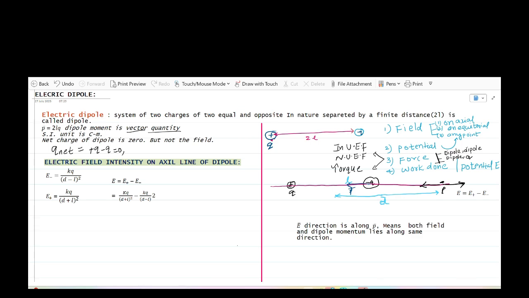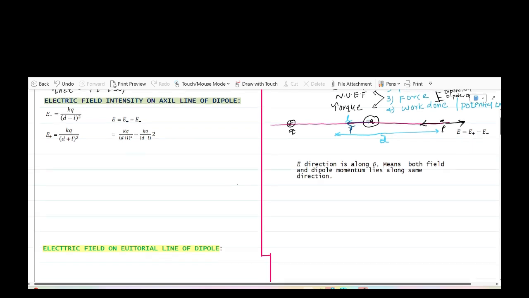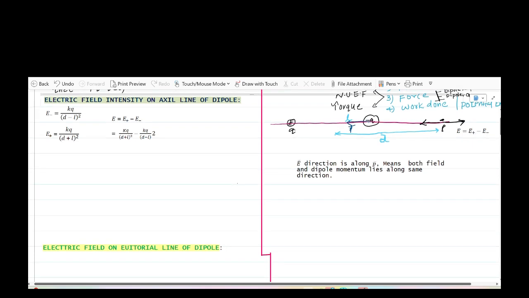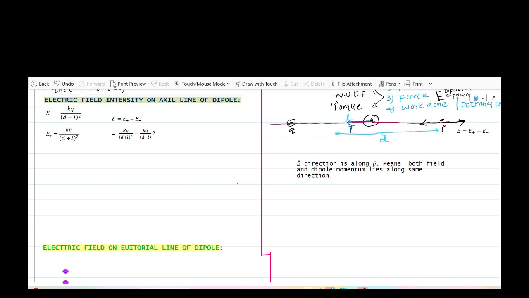So let's come to field intensity on the axial line of a dipole. So this is an electric dipole. The same concept and the same topics you will study in a magnetic dipole also. There, instead of plus, north pole, and instead of minus, south pole will come. That is the only difference. And remember, a dipole is a system, not the particles of charge. These two behave like one dipole, one atom or molecule.